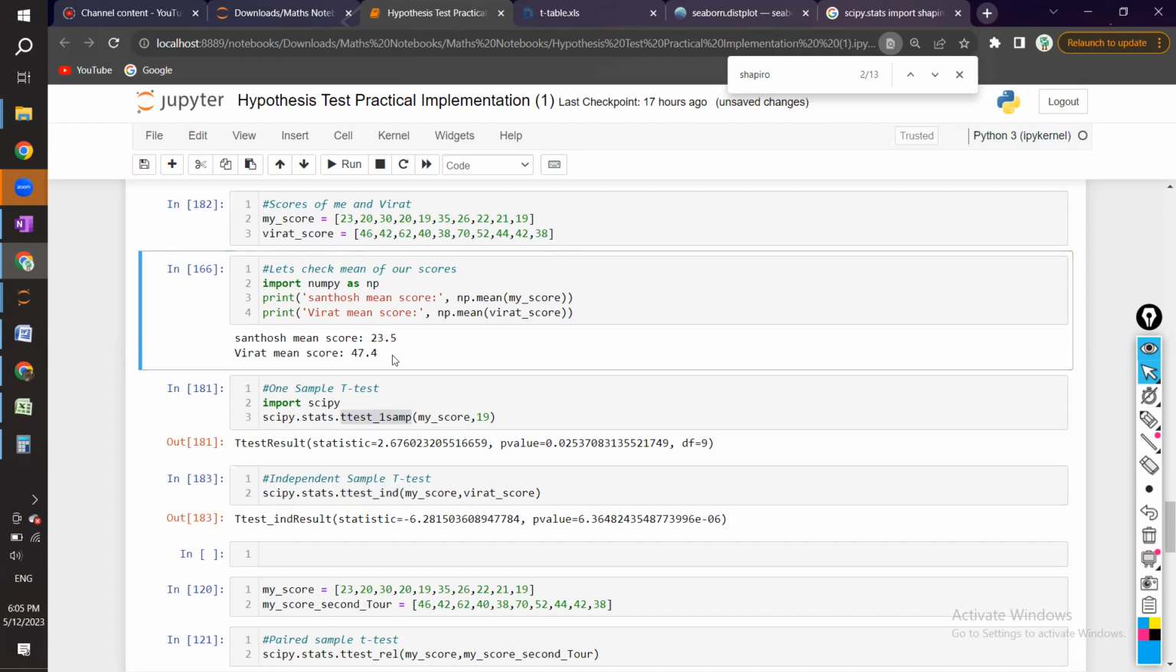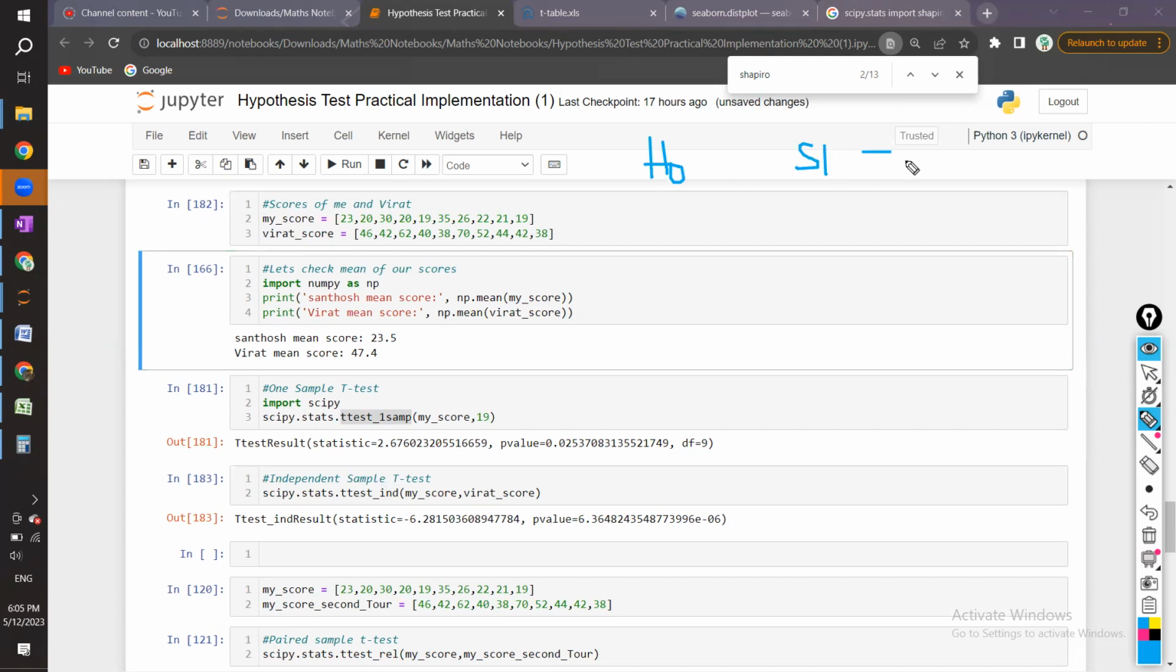So are they equal? No, obviously they're not equal. If I quickly write, null will say score 1 is equal to score 2, and alternate will say score 1 is not equal to score 2. That's the alternate's job. Now we got the p-value. You need to use stats t-test independent samples, and go for the p-value. It is very much less, e to the power of minus 0.06, and our alpha is 0.05.